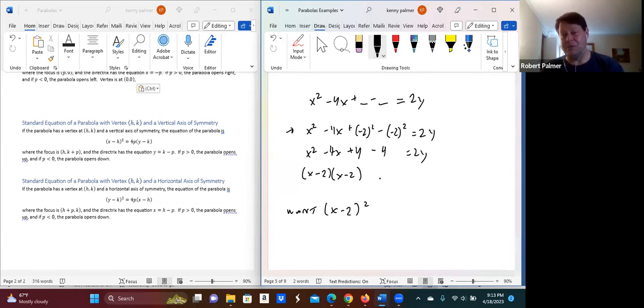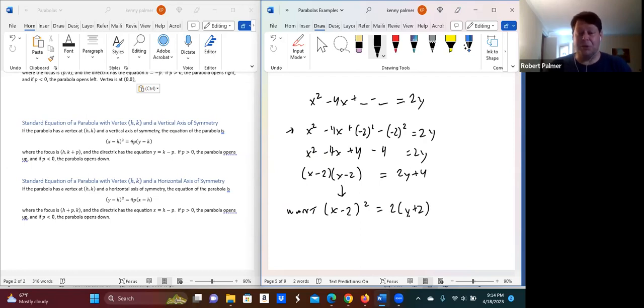I'm going to add this to both sides, and this is going to be 2y plus 4. I add 4 to both sides. Now I can write x minus 2 times x minus 2 as x minus 2 squared. And over here, I'm simply going to factor the 2 out, giving me 2 times y plus 2. Okay? And that is now the equation.